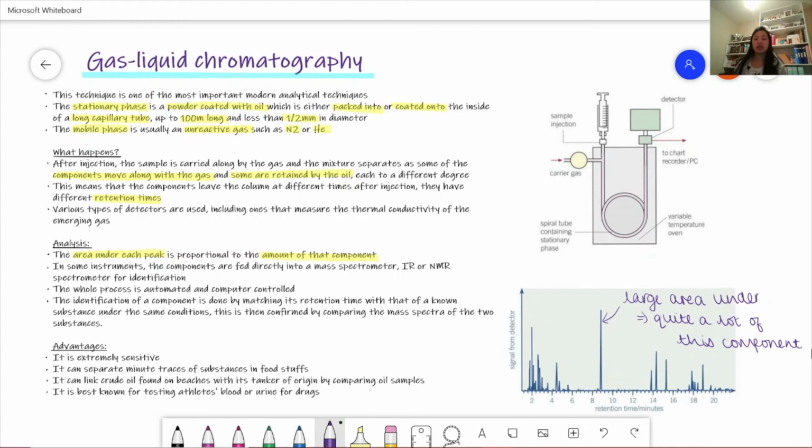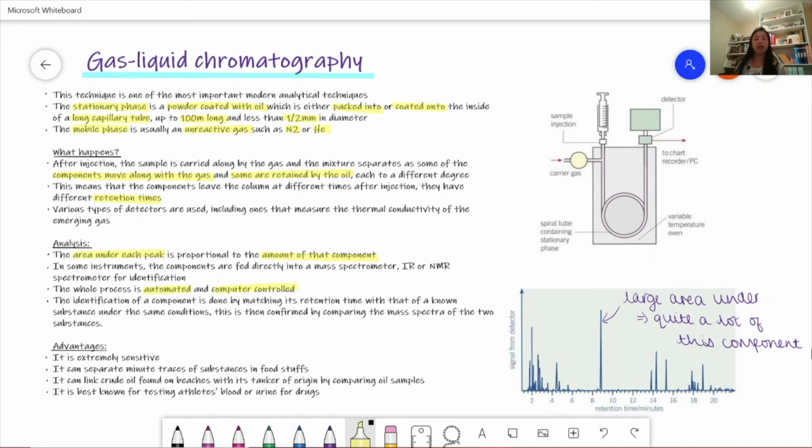And in some instruments, the components are fed directly into a mass spectrometer, infrared or NMR spectrometer for identification after all of the components have been separated. And this whole process is automated and also computer controlled.